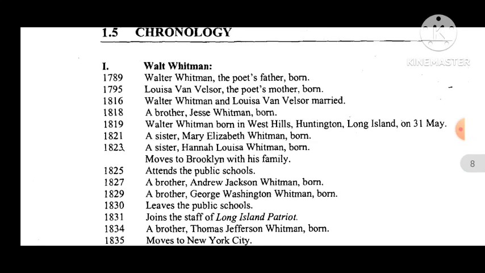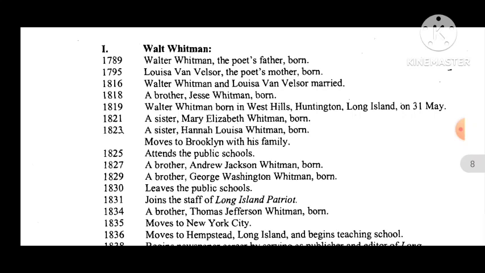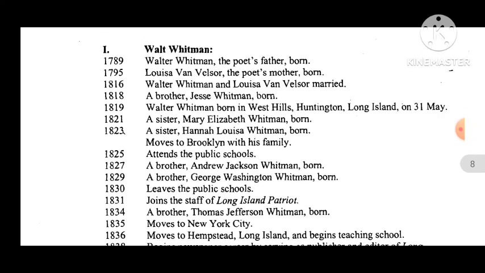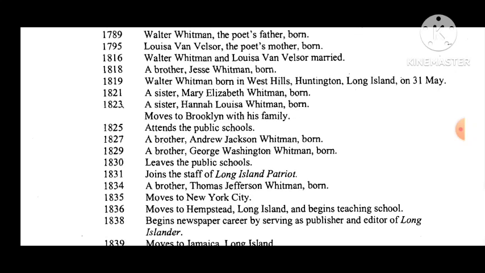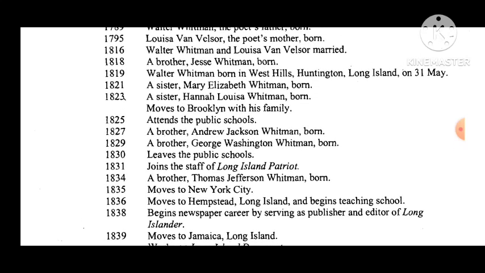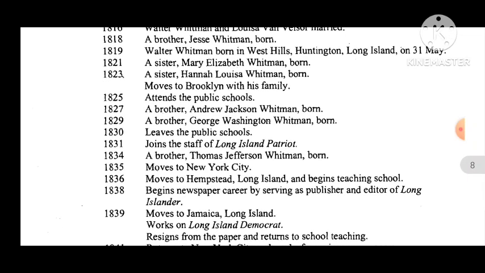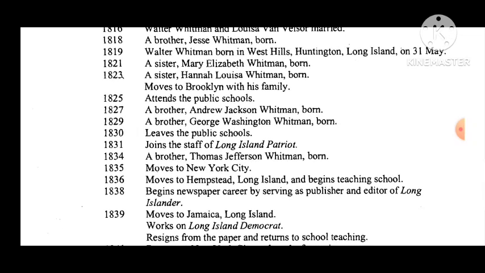So Walt Whitman: 1789, Walter Whitman, the poet's father, born. 1795, Louisa Van Velsor, the poet's mother, born. 1816, Walter Whitman and Louisa Van Velsor married. 1818, a brother, Jesse Whitman, born. 1819, Whitman born in West Hills, Huntington, Long Island, on 31st May. 1821, a sister, Mary Elizabeth Whitman, born.